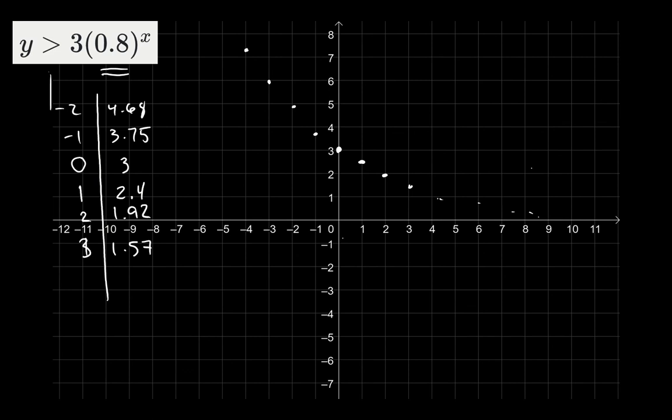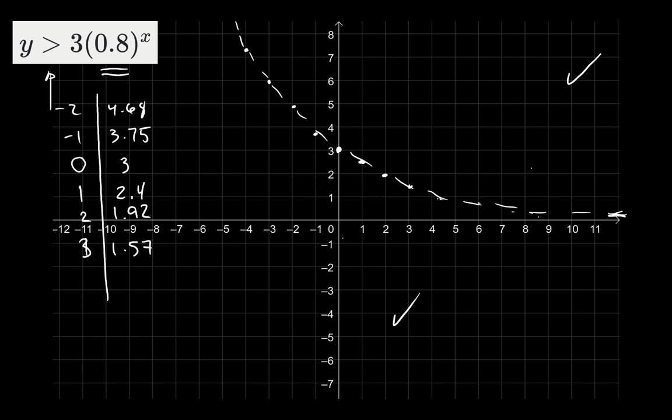Because this is strictly less than, I'm looking at a dashed boundary line. So my boundary line is not going to be solid, meaning that the points on this line are not included as part of the solution. This is just separating the Cartesian coordinate plane into two different regions, this region and this region down here.